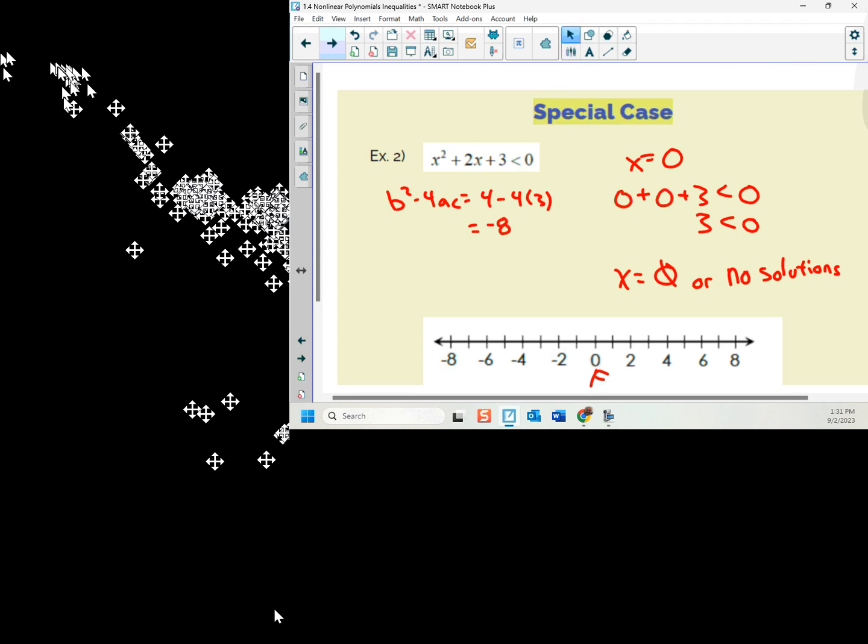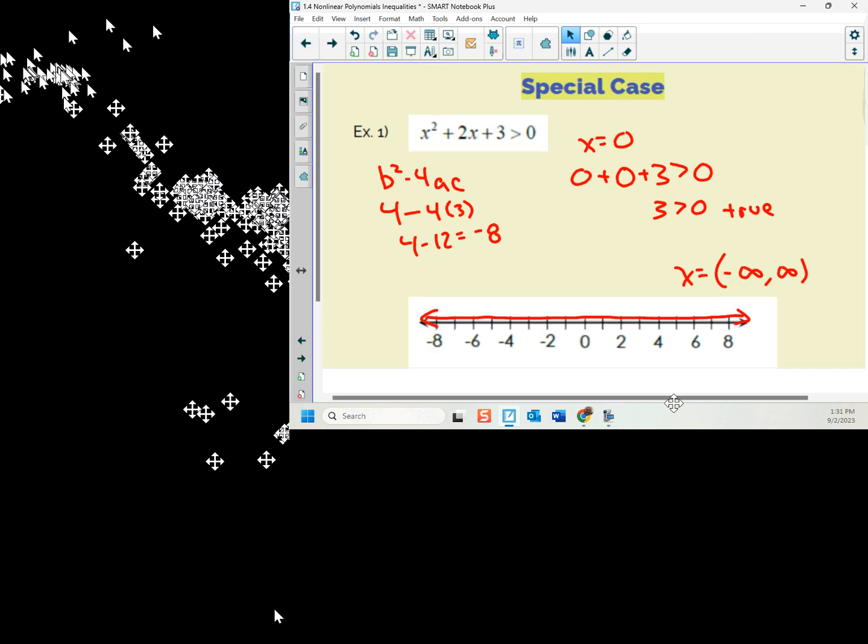There are no solutions to this. We couldn't plug in any value for x and make that inequality true. So that's the second special case. So we have no solutions. We just had all real numbers, negative infinity to positive infinity.